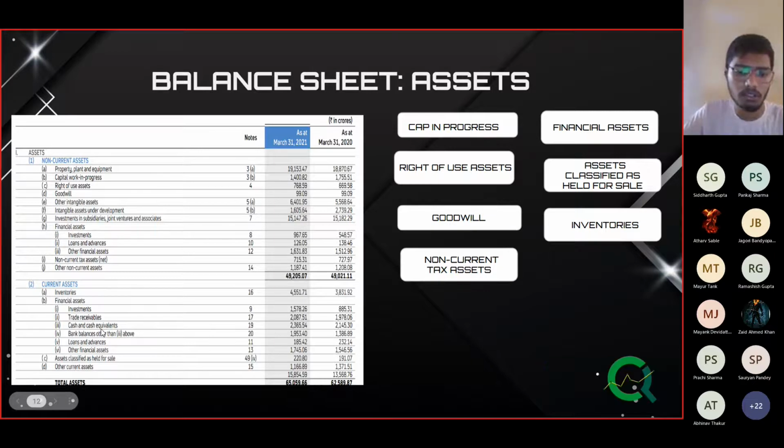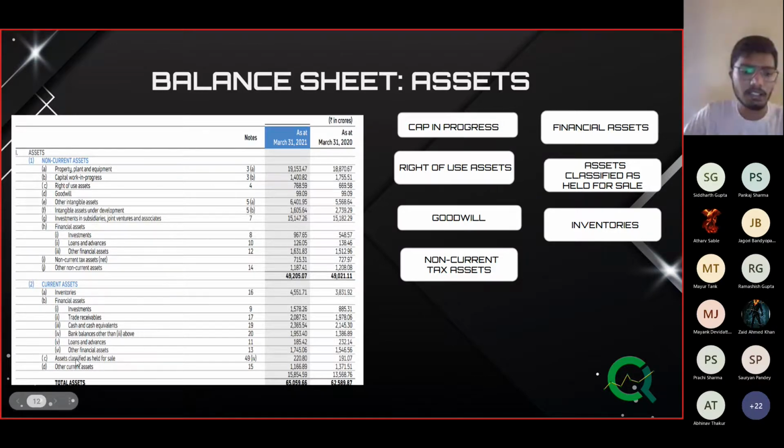Cash and cash equivalents, like bonds etc. Cash and cash equivalents are basically liquid assets, so it's actually cash or its equivalents. Because they're liquid, they can be converted to cash anytime they want. Then bank balances other than the three above. Okay, then loans and advances, that is the same as this only. Loans and advances they are making out.